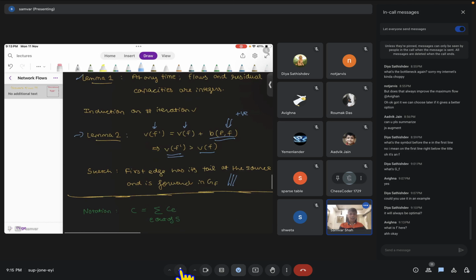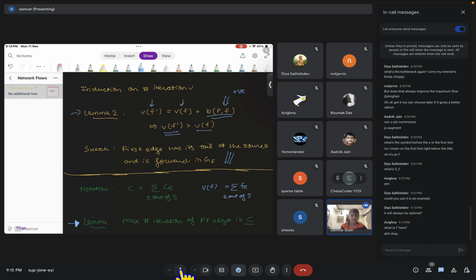A new notation: let capital C be the sum of capacities out of the source. Till now we had Vf, which was the sum of fe for e out of S. Now we have capital C, which is the sum of the capacities instead of the flow. Now another lemma. I have left a lot of lemmas to be proved, and some of these lemmas are super important. You should definitely try to prove them, but you don't need them for competitive programming. If you just know Ford Fulkerson's, to be honest, it's enough.